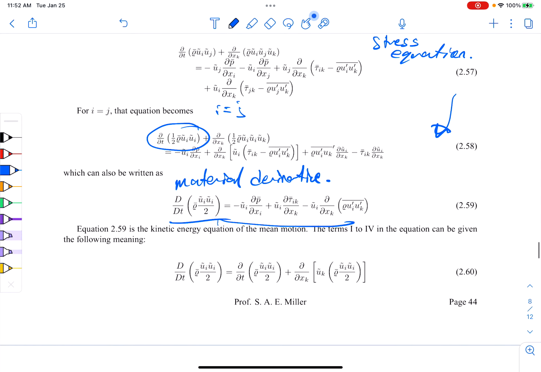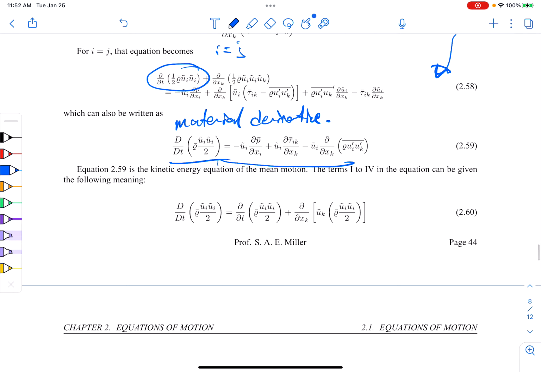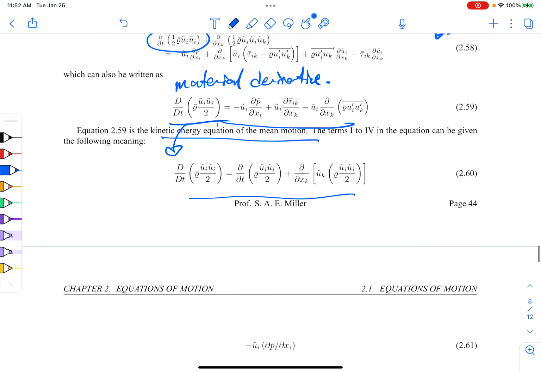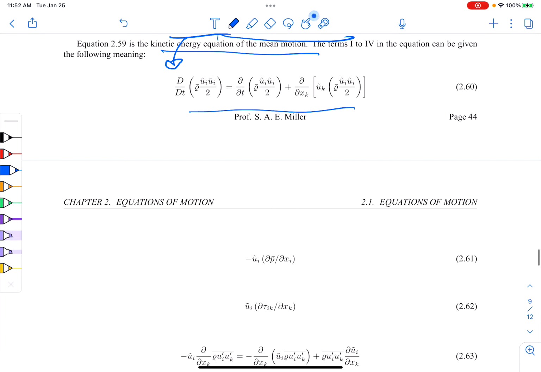So there's your material derivative written a slightly different way. So this is the kinetic energy equation of the mean motion, and there's multiple terms. This is, of course, the first term, which is the left-hand side, and the other terms can be thought of in terms of physics. And so we'll say that this term, the first one, is the rate of change of kinetic energy of the mean motion.